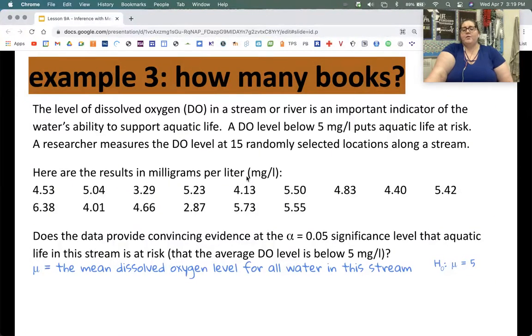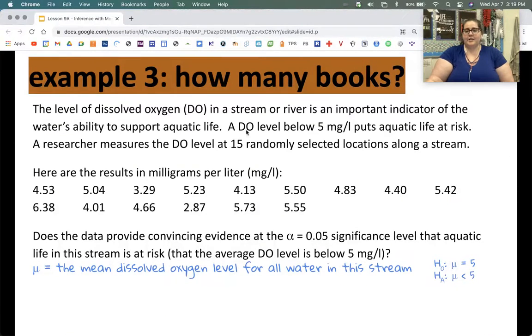Your alternate is what you think might be true or what you're trying to show is true or what you're trying to find evidence of. In this case, we're trying to find evidence that the average is below 5. So our alternate would be that mu is less than 5. Remember that your null and alternate should have the same number. Just the null is an equal sign. The alternate is less than or greater than or not equal. So that's our hypothesis. That's our first step.